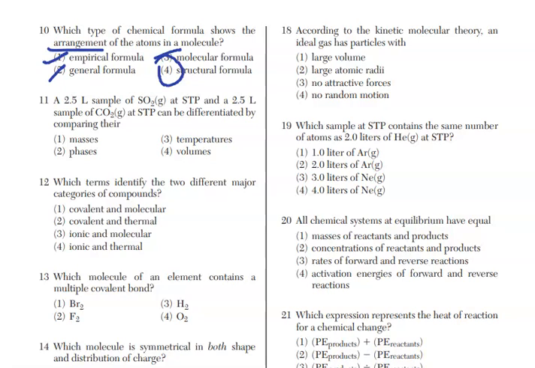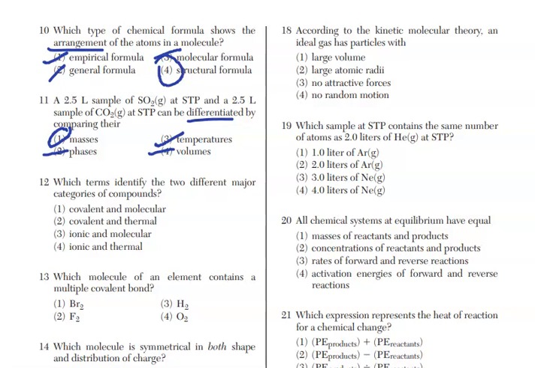All right, for question 11, a 2.5 liter sample of sulfur dioxide at STP and a 2.5 liter sample of carbon dioxide at STP can be differentiated by comparing. Well, obviously it's not going to be volumes because they're both 2.5 liters. They're both also at standard temperature and pressure, so the temperature is not going to be different. They're both gases. That's not going to be different. The answer is their masses. If we go to question 12, which terms identify the two major categories of compounds?